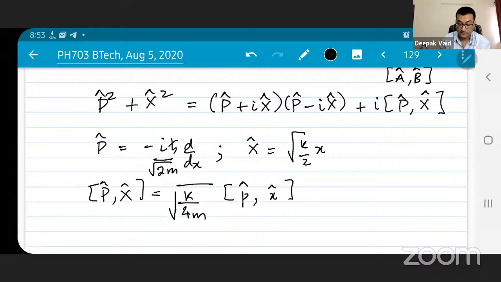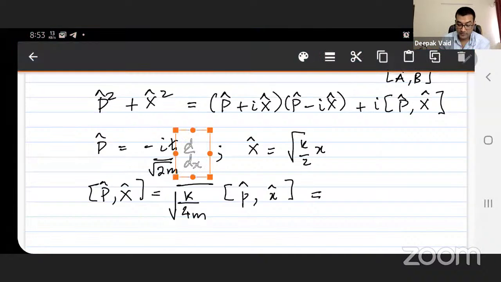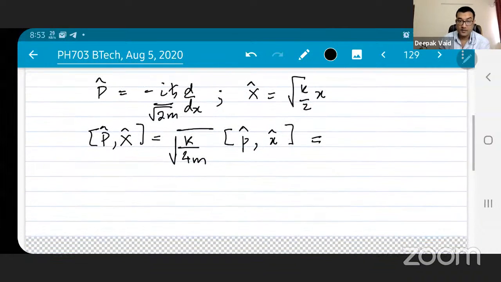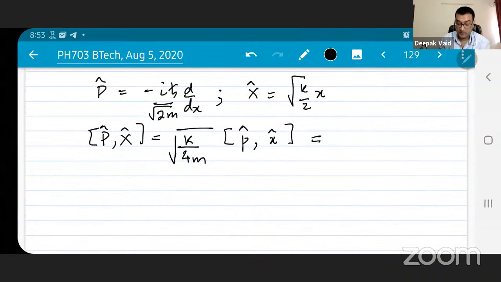This commutator we know very well, right? It's just the commutator of the derivative and the position. And this commutator is equal to minus i h bar, right? So this just becomes minus i h bar by half root k by m. This is the commutator.